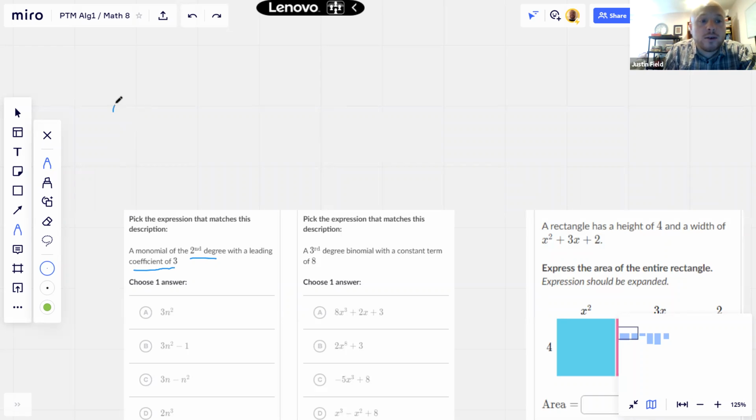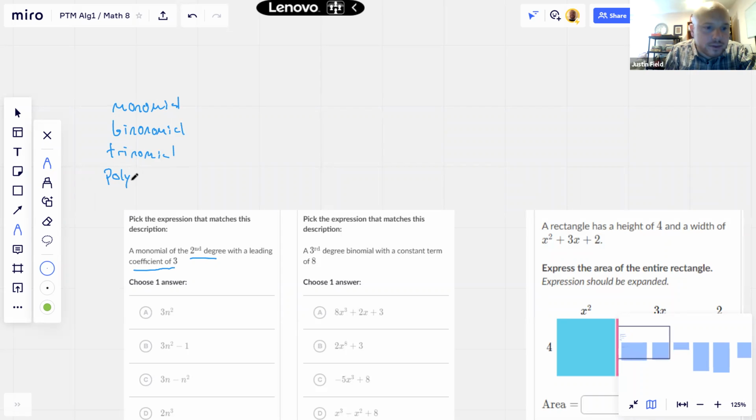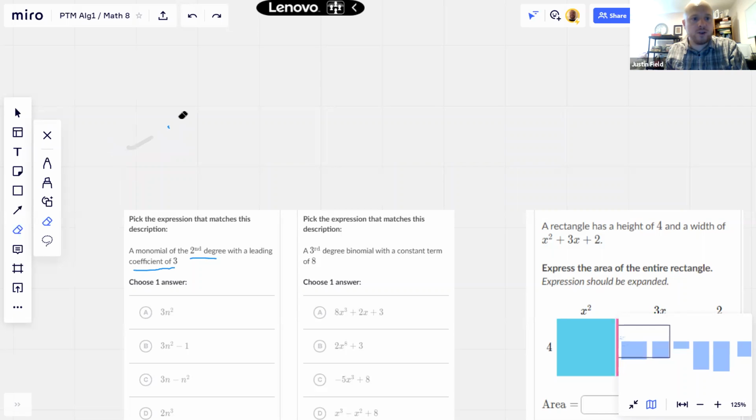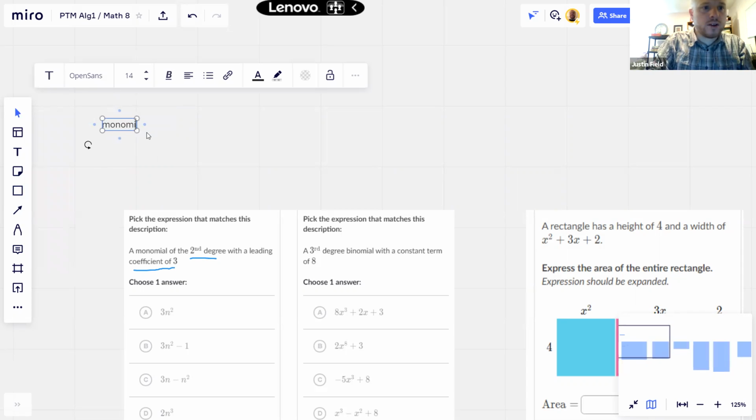So let's talk about monomial, binomial, trinomial, and then polynomial. Maybe I should probably type this, huh? All right. Go faster too. No problem. So, monomial, binomial, trinomial, and polynomial. So what is a monomial?